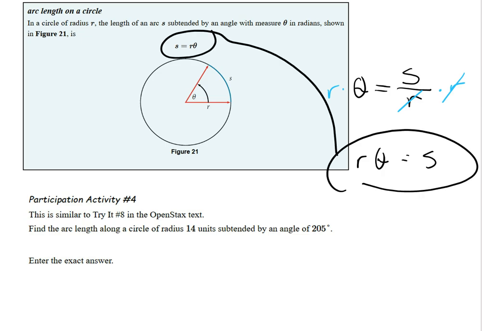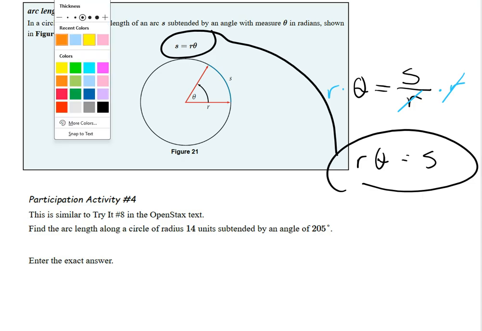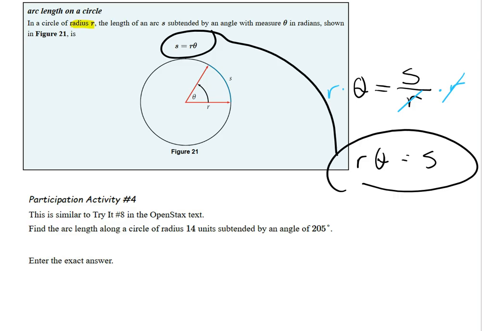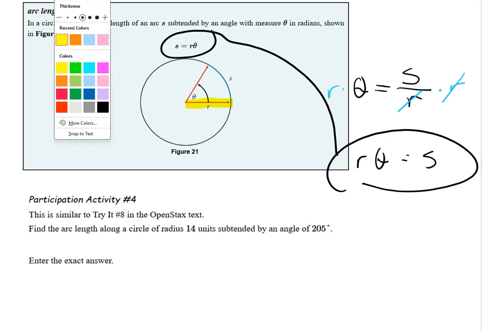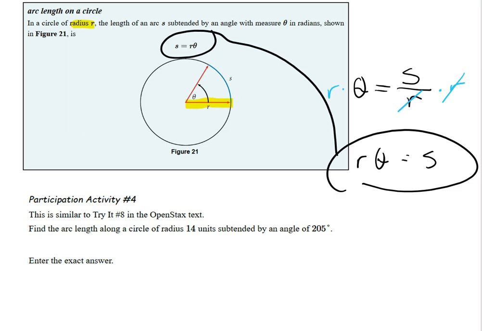And that is this equation right here. It says in a circle of radius r, and of course your radius is the distance from the center to the edge, and the length of the arc s is from the beginning side, the initial side, to the terminating side, and they labeled that s. That ratio will give you the angle measure, but it has to be in radians.